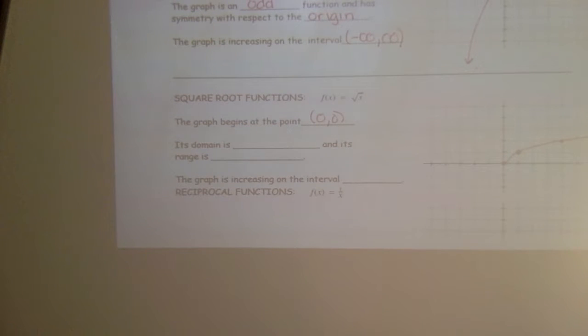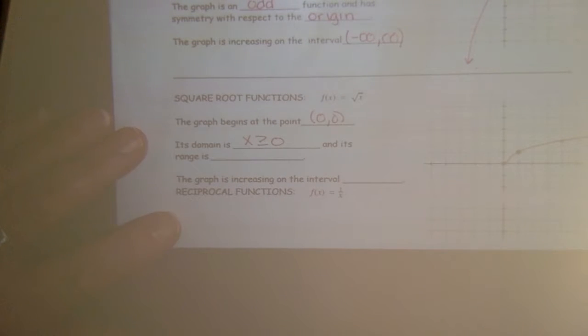So what's its domain? X is greater than or equal to 0. What's its range? Y is greater than or equal to 0. And it's increasing on the interval from 0 to positive infinity. Questions there?